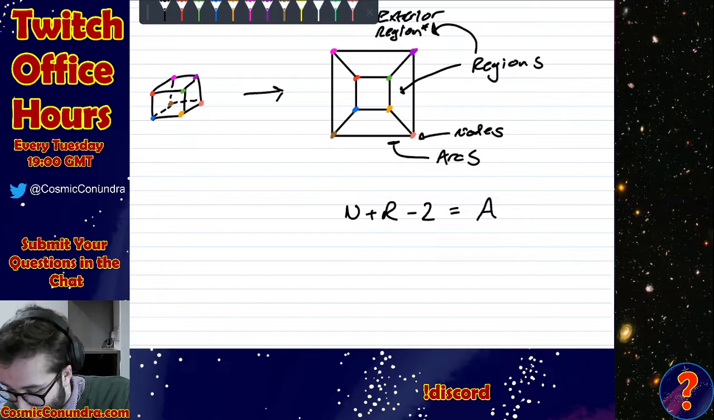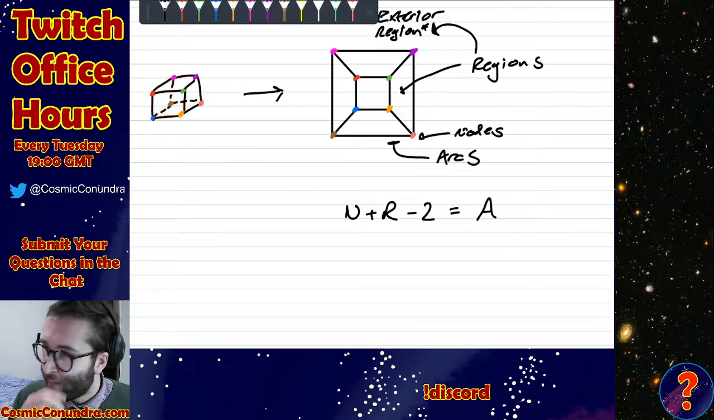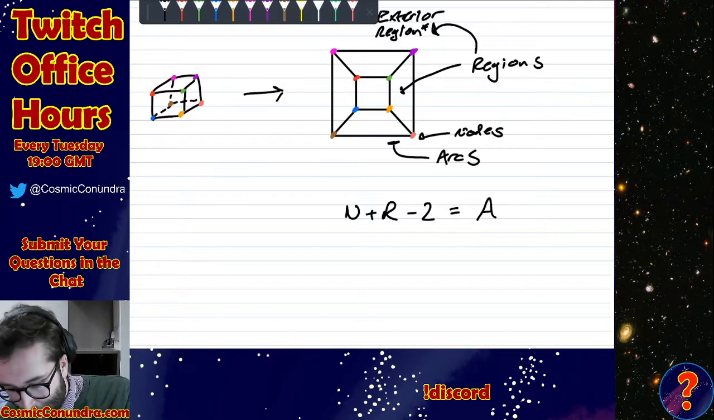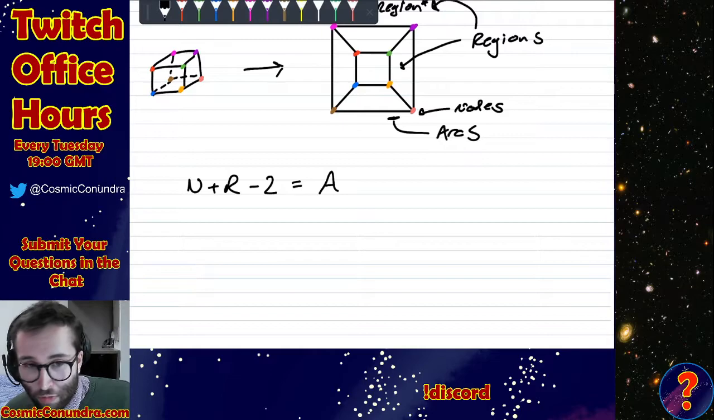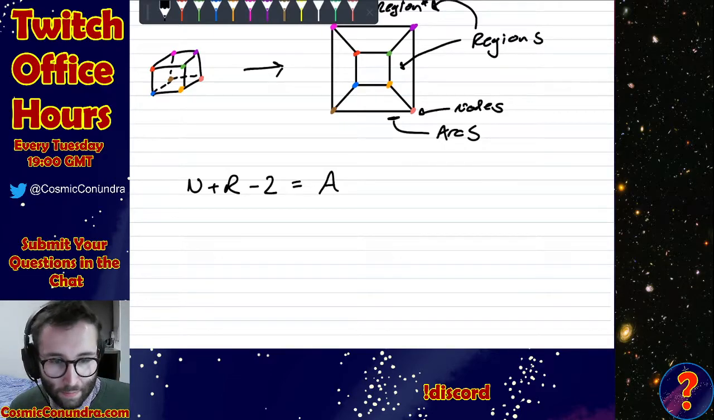So are there 12 arcs? Are there 12 edges on the cube? 1, 2, 3, 4, 5, 6, 7, 8, 9, 10, 11, 12. Yes, there are. So it works for the cube. And we're going to assert that it works for all planar graphs, that is, all graphs that lie in a 2D plane. And actually, the proof you can do to show this is also quite nice.